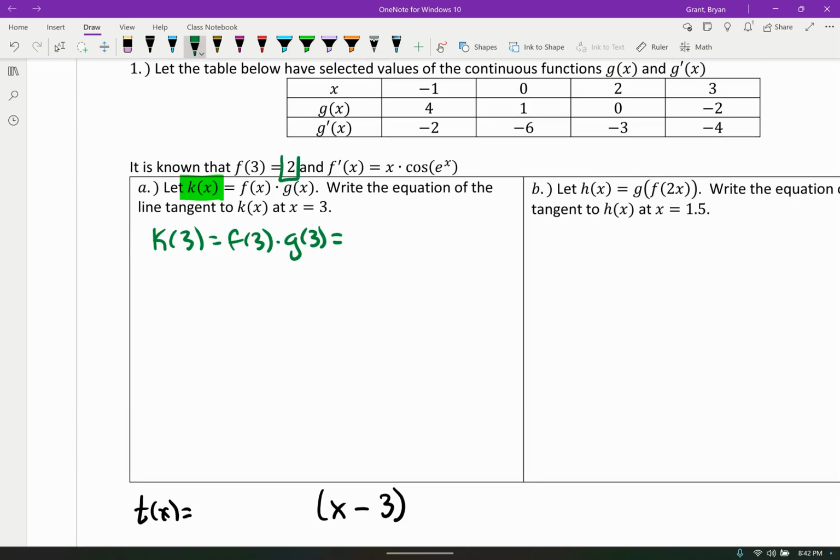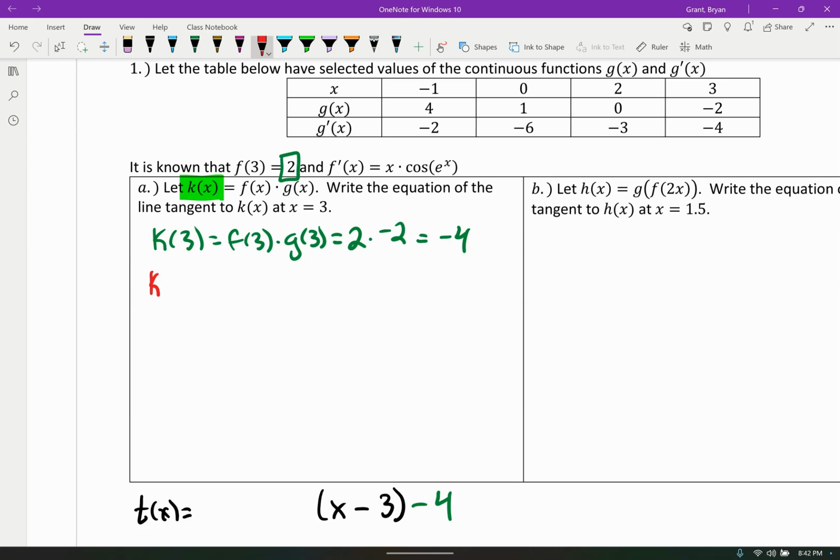F of 3 is given to us. That's 2. And g of 3 isn't bad at all, right? We should know how to use a table at this point. G of 3 is negative 2. Cool. So we've got negative 4 for our y value. But now comes the slope.